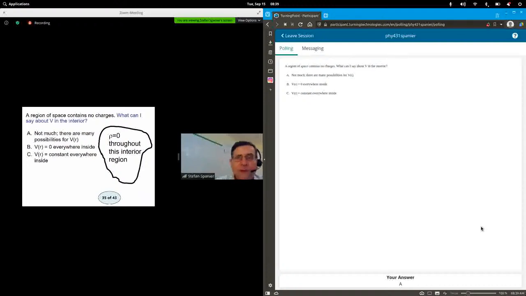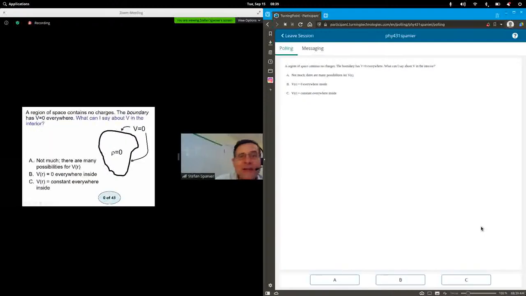Now in this case, the boundary condition is given. And we know it has to smoothly match it. But, sorry, the boundary conditions are not given, sorry. We know it has to smoothly match it. That's all we know. And so since they are not given, we do not know much. There are many possibilities for V of r. So the same thing we said on the previous slide.